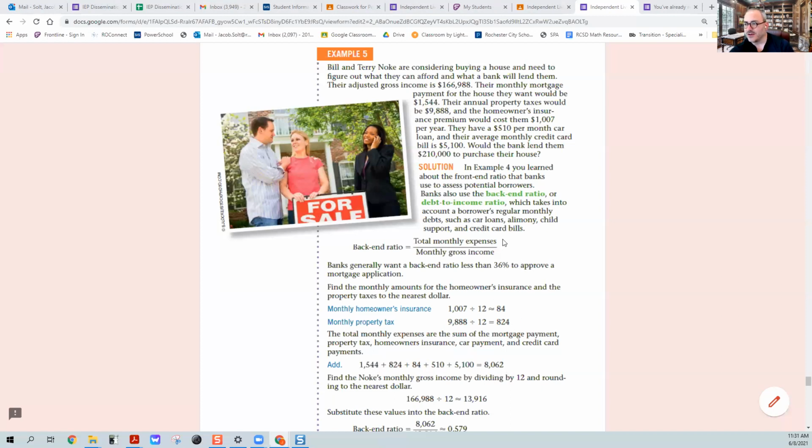We have the top now. Total monthly expenses is going to be $8,062. That's the total monthly expenses. Now let's find the monthly gross income, so we can take the two numbers and divide.